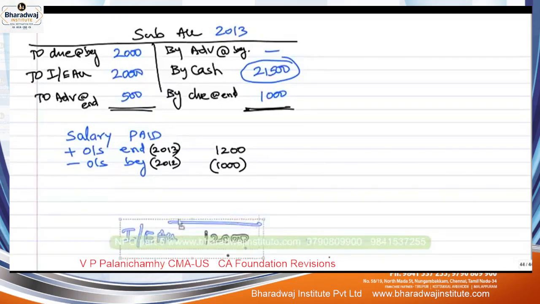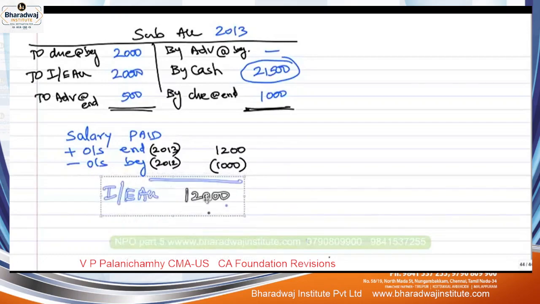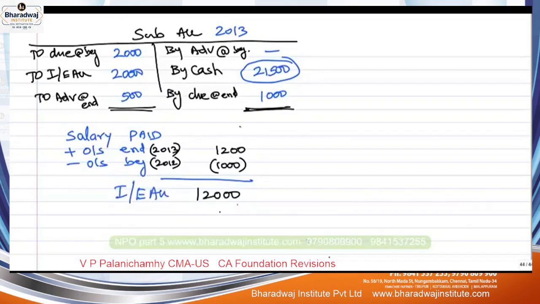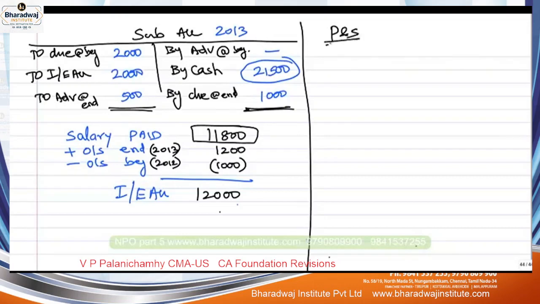Do the reverse working. When doing reverse working, everything is reversed. Going forward, add 1200 minus 1000. Going in reverse, what do you do? Plus 1000 minus 1200. 12,000 plus 1000 minus 1200. What will come? 11,800. Reverse working gives 11,800, salary paid. Because what is paid only will come in which account? Receipts and payments account. What is paid only will come in receipts and payments account.